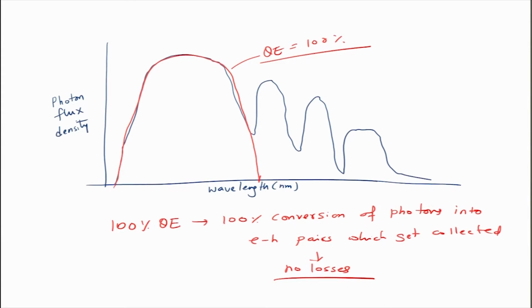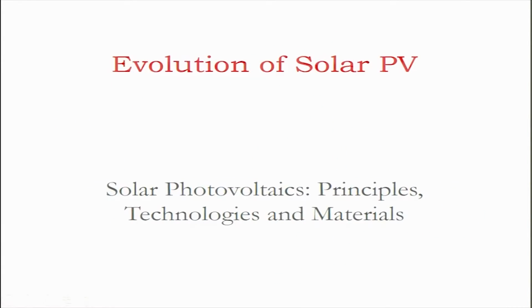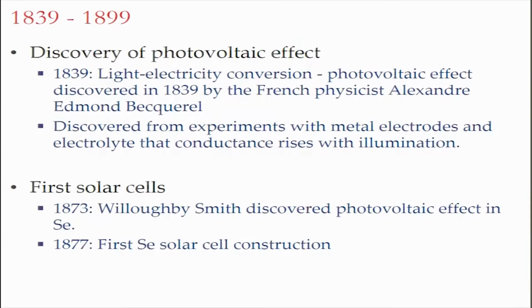So, now let us look at the more practical aspects of solar cell devices, that is the evolution of solar PV first before we go to Gen 1. So, evolution of solar PV has happened through stages. 1839 was the time when Becquerel discovered this light electricity conversion, which was called the photovoltaic effect. He was a French physicist, and this was determined from an experiment using metal electrodes and an electrolyte whose conductance changes with the illumination. So, this was in 1839.